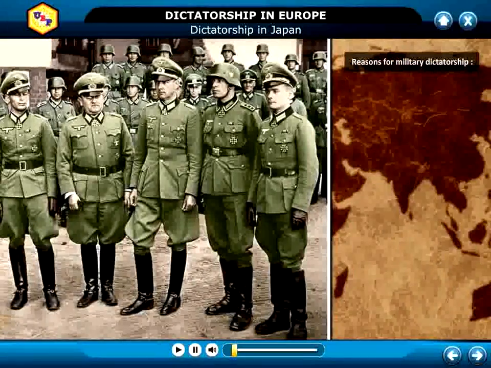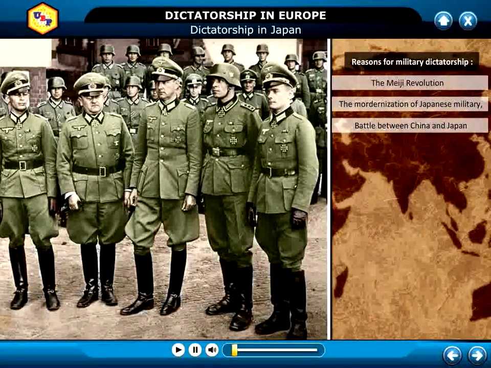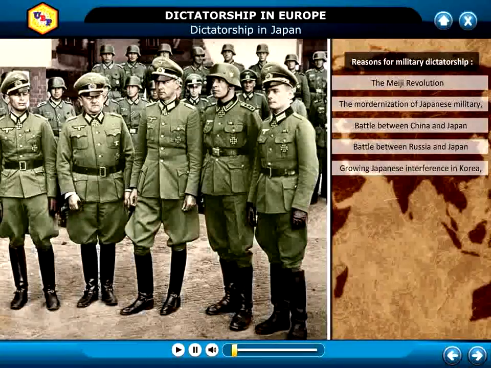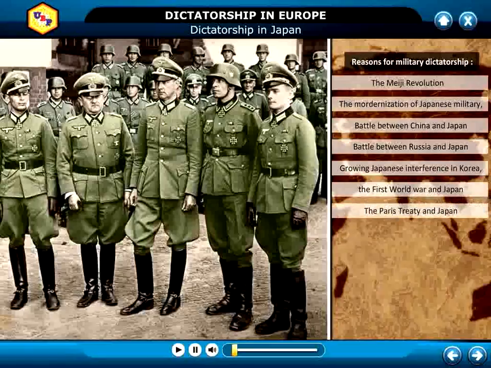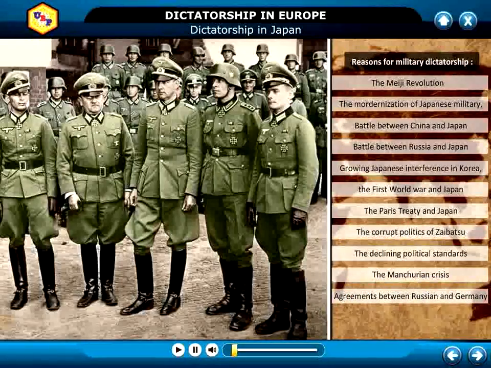Reasons for military dictatorship: the Meiji Revolution, the modernization of the Japanese military, the battle between China and Japan, the battle between Russia and Japan, growing Japanese interference in Korea, the First World War and Japan, the Paris Treaty and Japan, the corrupt politics of Zaibatsu, the declining political standards, the Manchurian crisis, and agreements between Russia and Germany.